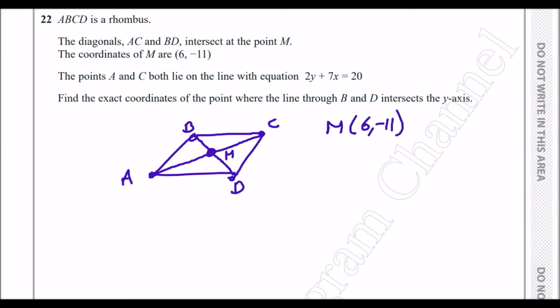The points A and C both lie on the line with this equation, 2y plus 7x. So that's the line AC. My advice for these kinds of questions, when you've got lines, always put them into y equals mx plus c form, where m is your gradient, so it's easier to see. Usually that helps. And c is the y-intercept, yeah? So gradient, y-intercept.